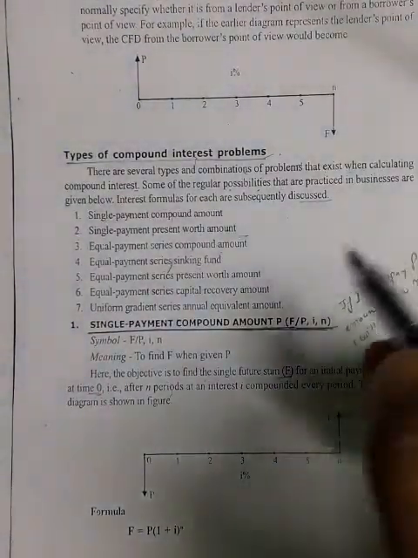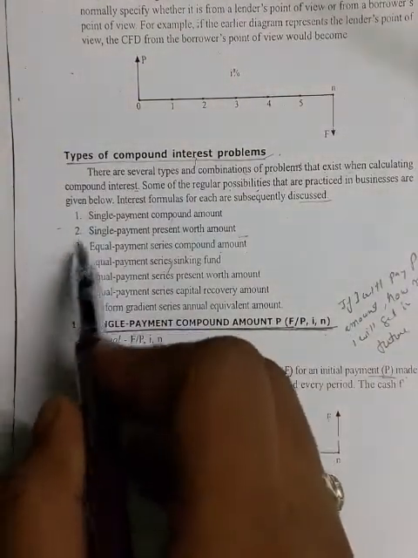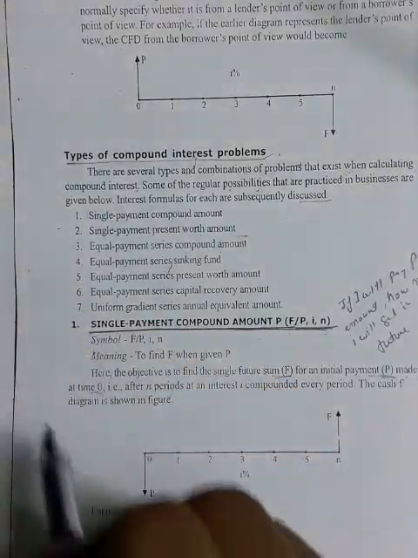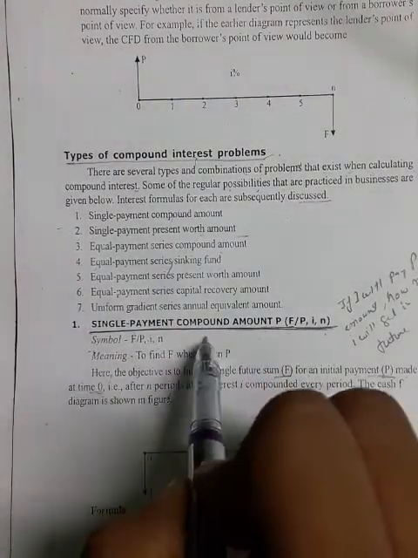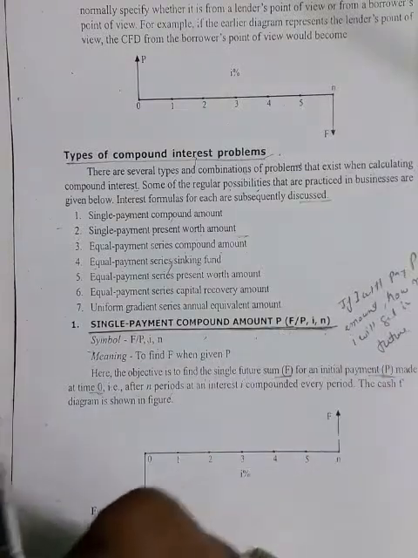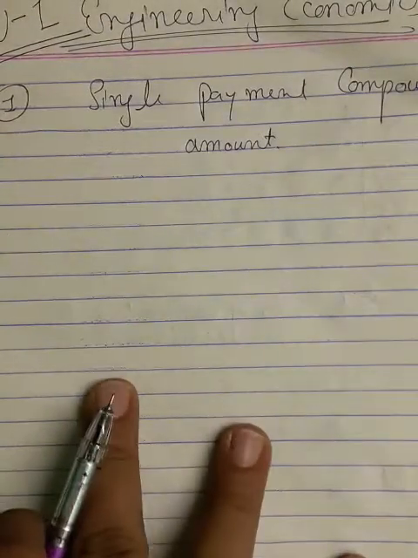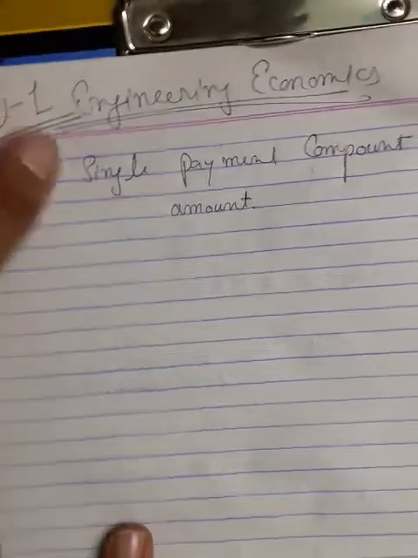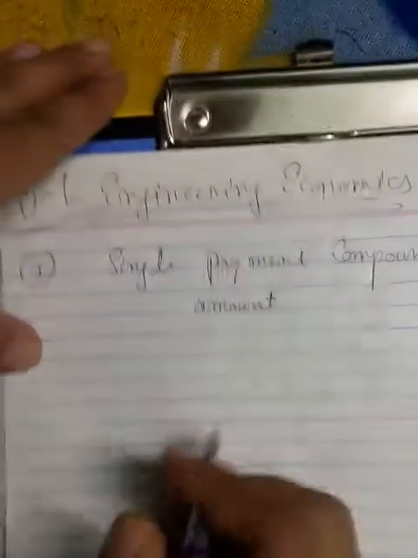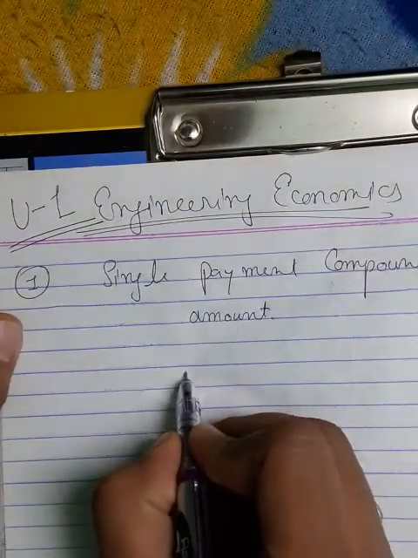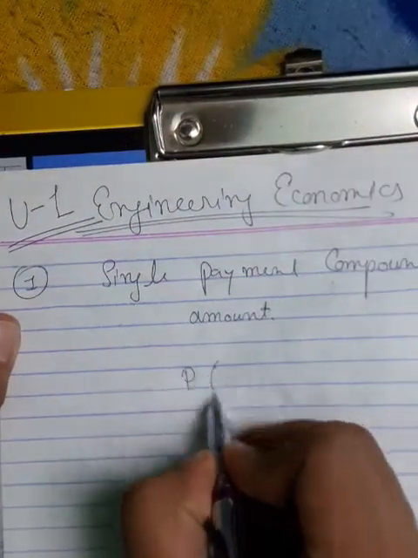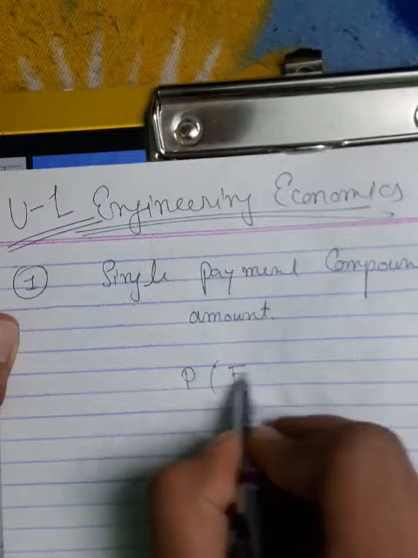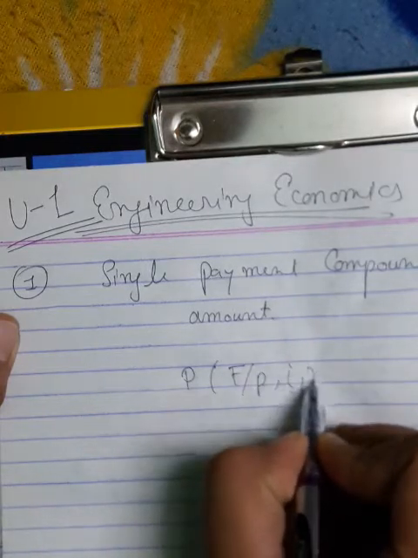If you see the number of compound interest problems, there are 7 different types. First we are going to deal with the single payment compound amount. It is basically written as P, F by P, I and N.